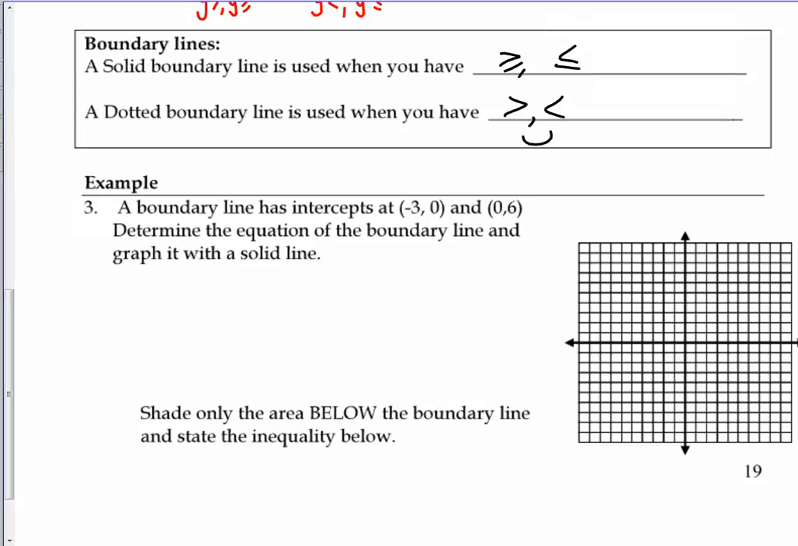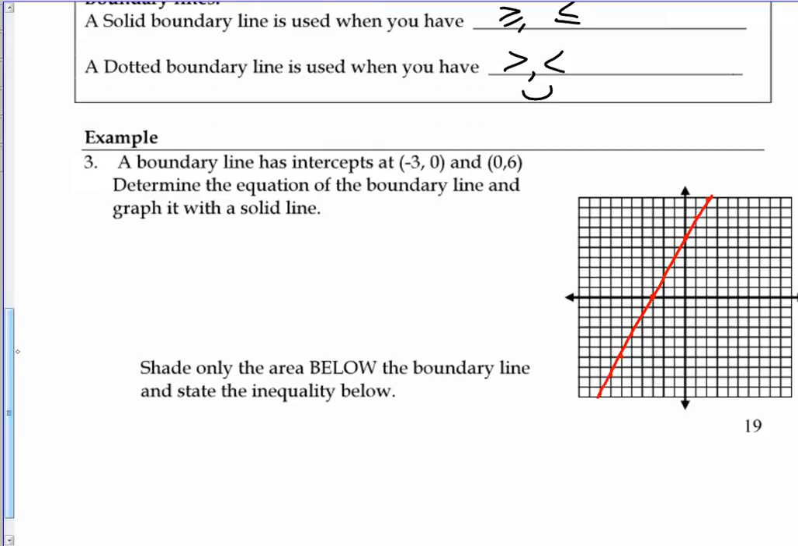Okay, what do they tell us, guys? Intercepts: -3 and 6. 1, 2, 3, 4, 5, 6. Okay. Determine the equation of the boundary line and graph it with a solid line. Shade the area below. So solid line, shade below. Connect your intercepts. If you have a ruler, it's a lot easier. You just have to connect those intercepts and extend it.